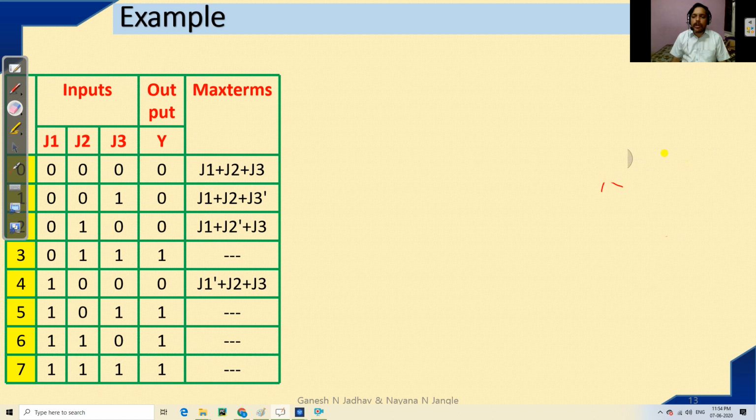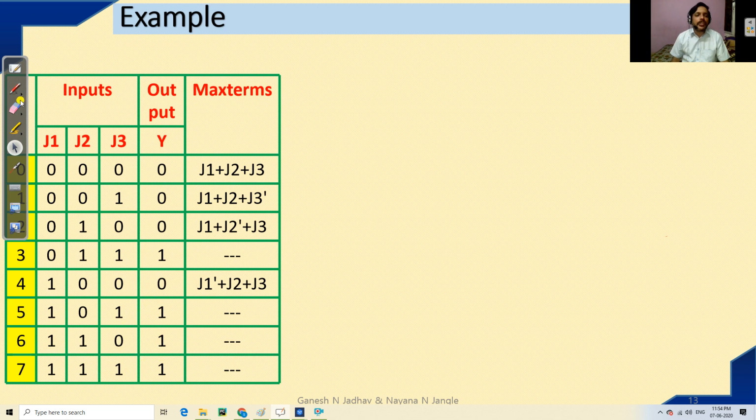When all inputs are 0 0 0, the output is 0. For 0 0 1, one judge is with the judgment and the others are in opposition, so the output is 0. For 0 1 1, two judges are saying yes, so the output is 1. Here one judge is saying yes, so the output is 0. Here two judges are saying yes, so the output is yes. Here two judges are saying yes, so the output is yes. Here all 3 are yes, so the output is again yes.